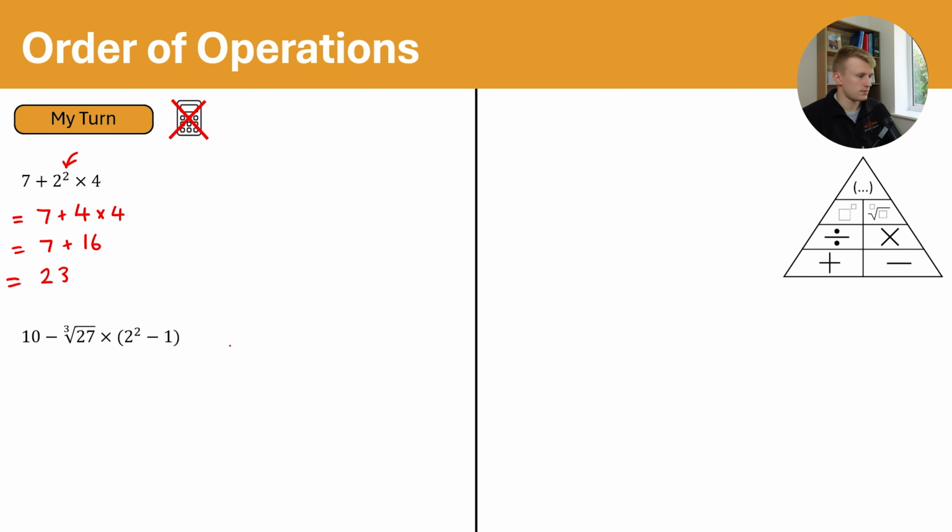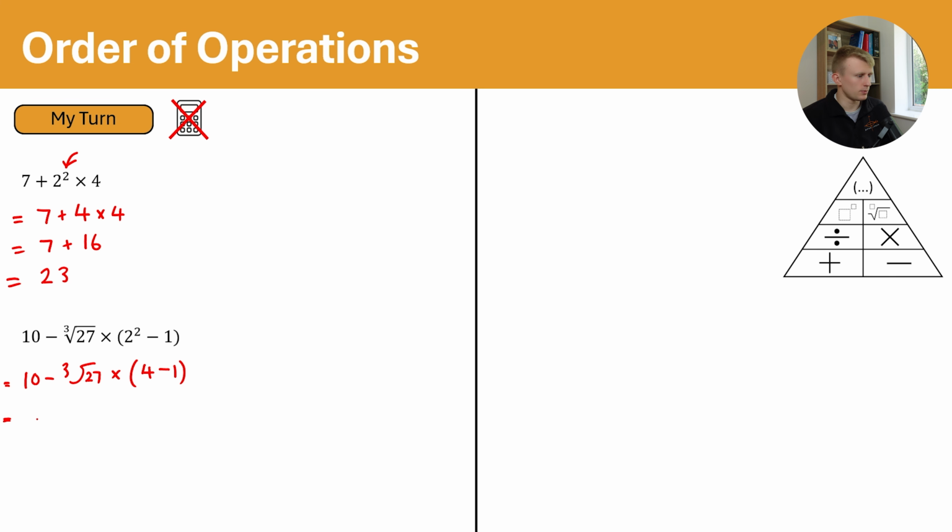I need to do my brackets first. So I'll rewrite my calculation. I'll do 10 subtract the cube root of 27. I'll leave that for now, but actually, technically speaking, I could do it. And then inside my bracket, I'm going to do my indices first. So 2 squared is 4, and then I need to take away 1.